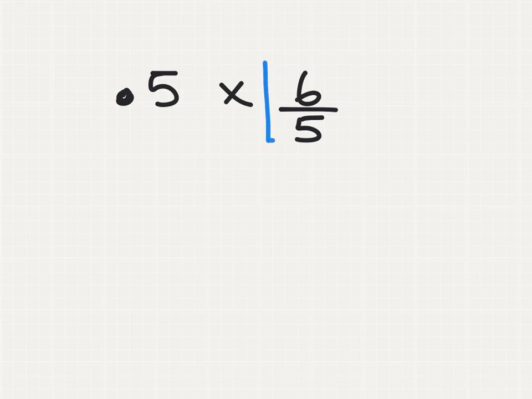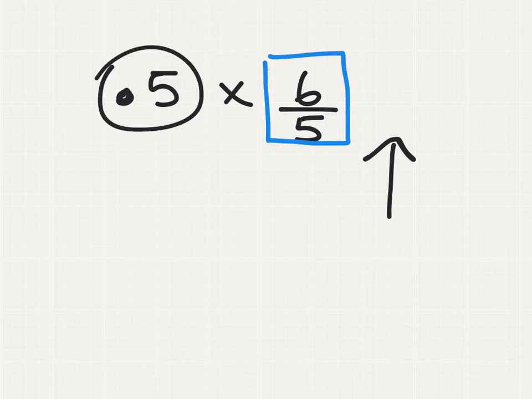So what about our third example? 0.5 times 6/5. Now, before we do anything else, let's take a look at that fraction we're multiplying by. Would you agree that this fraction has a value greater than 1? Wouldn't 5/5 make 1? So 6/5 is more than 1. And when we're multiplying by a fraction that has a value greater than 1, we're expecting our product to increase. We're expecting our original quantity to get larger. So let's see how it works.